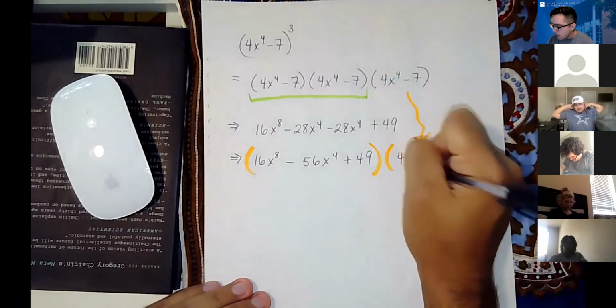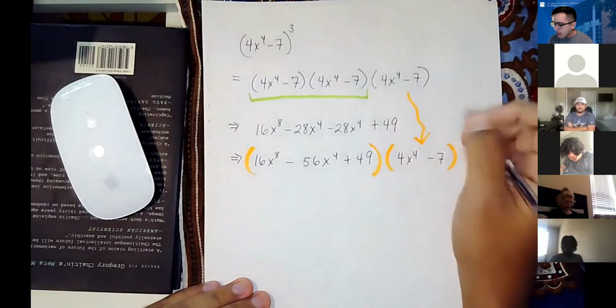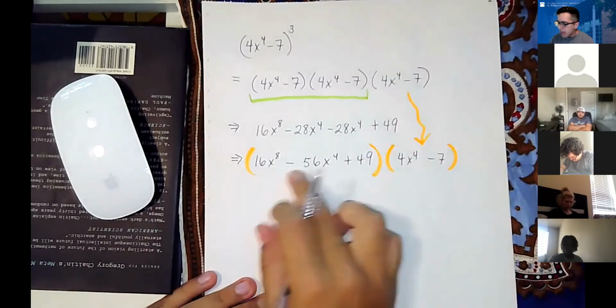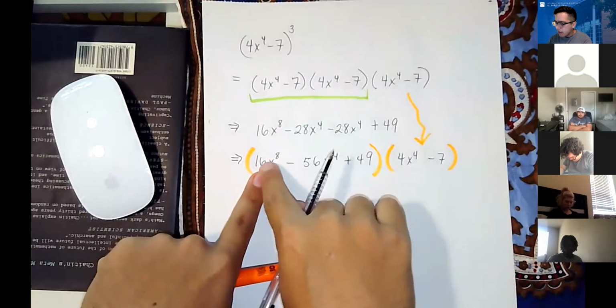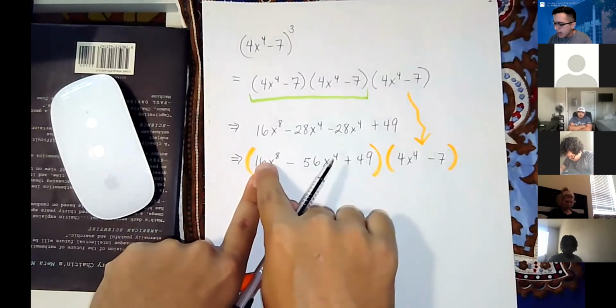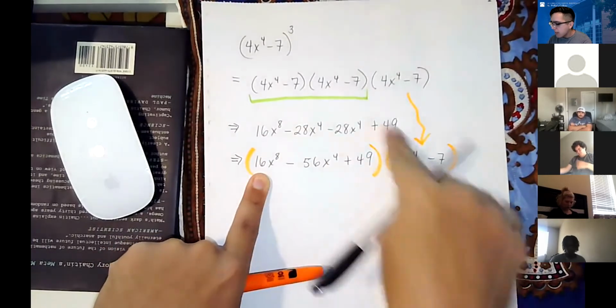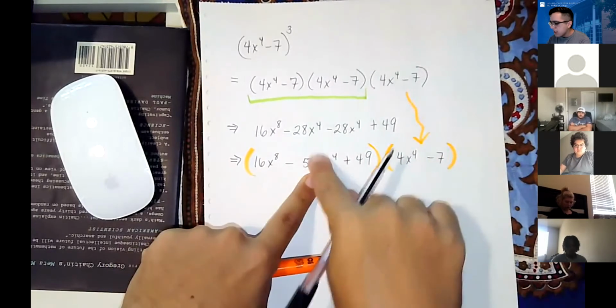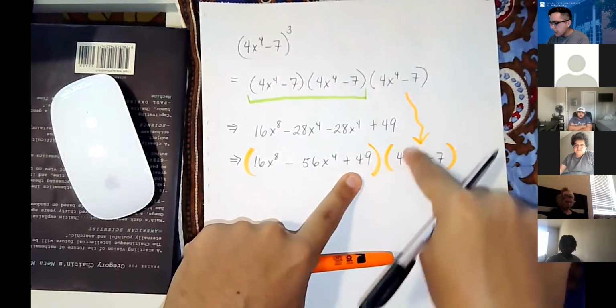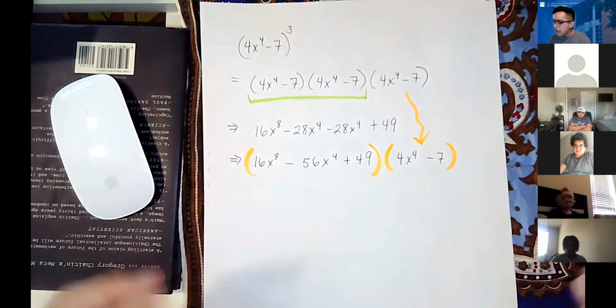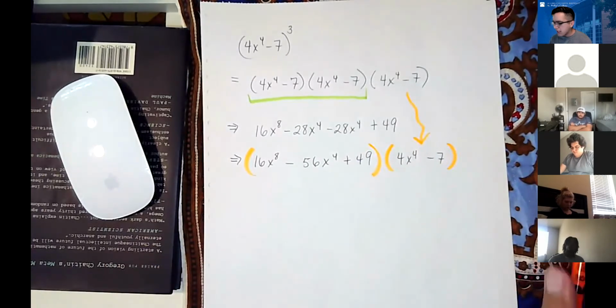So this is 4x to the 4th minus 7. And with the distributive property, it doesn't matter if we do that handshaking method with each of these terms, where I drag the 16x to the 8th and multiply it by each of these terms, and then do the same thing here, and then once again. Okay, you just need to make sure everything gets multiplied with each other at most 1 time.